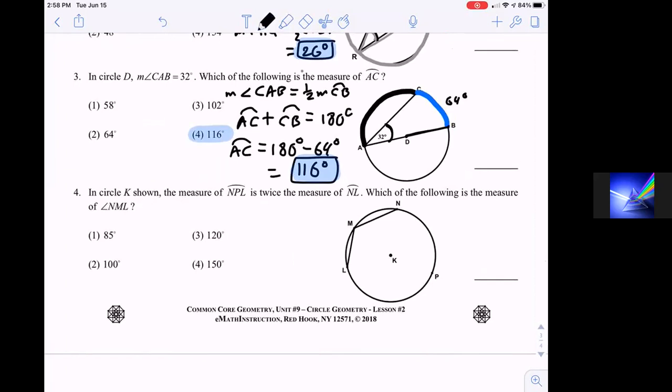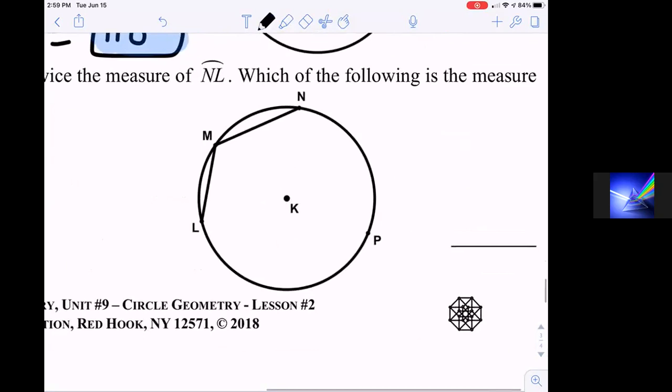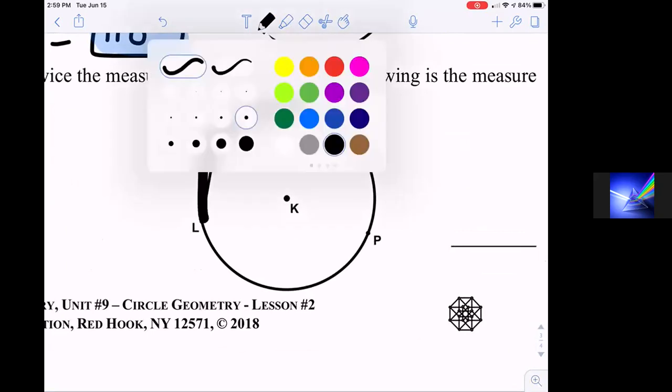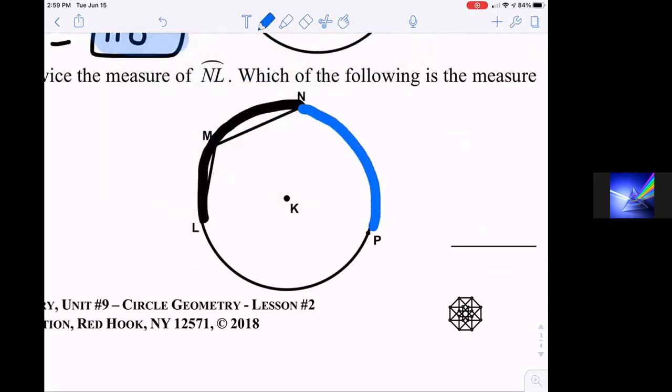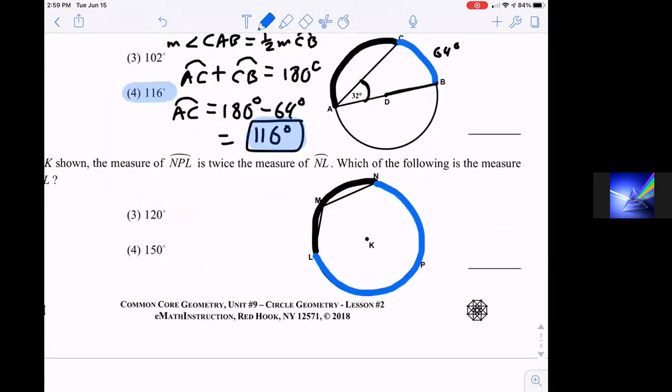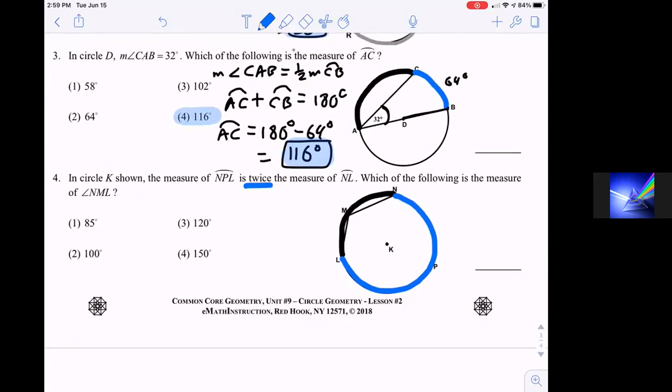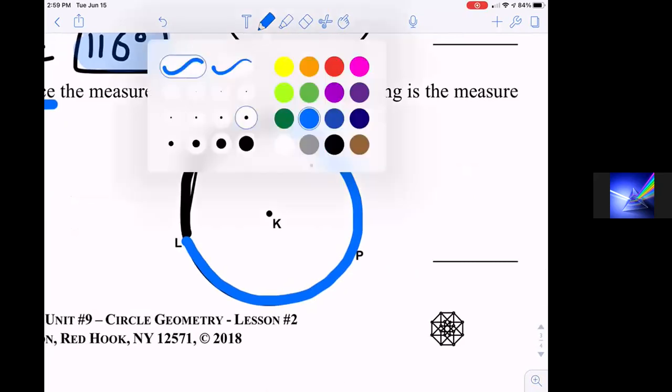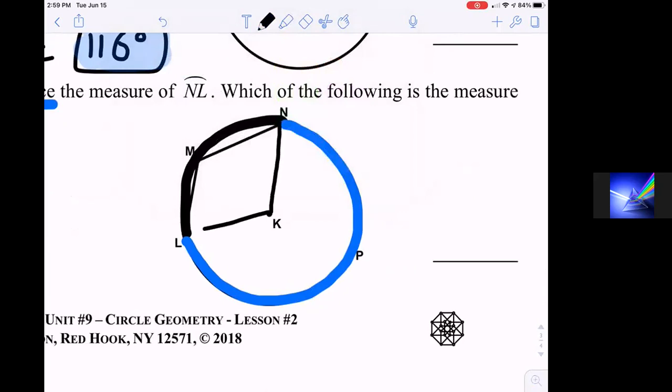Number 4, in circle K shown, the measure of arc NPL is twice the measure of arc NL. So let's color code these so we can see them more clearly. In black, I'm going to mark NL, and in blue, I'm going to mark NPL. It tells us the major arc is twice the minor arc as measured from that angle. So again, if you were to have a central angle, this angle measurement and thus this arc would be half of this angle measurement and thus this arc.